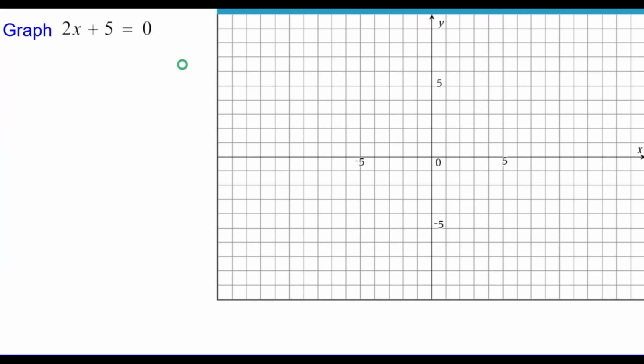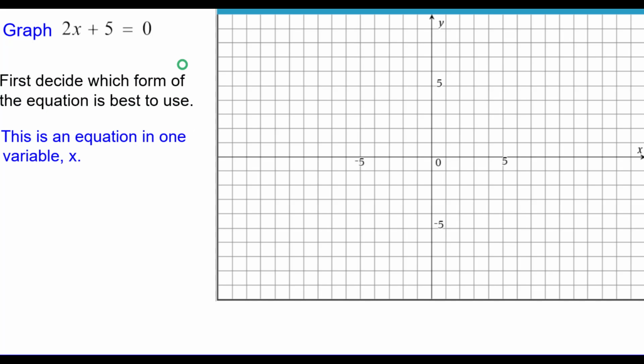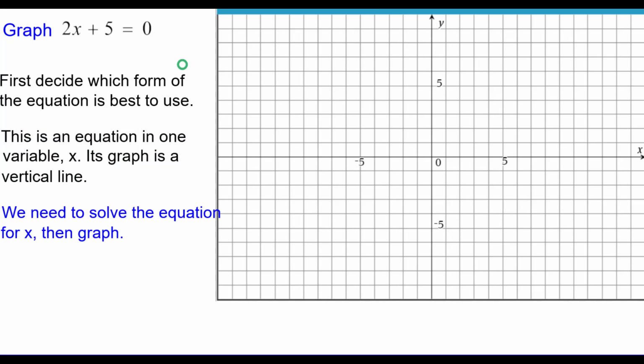Next, graph 2x plus 5 equals 0. First, decide which form of the equation is best to use. Pause to do so. Resume when you're ready. This is an equation in just 1 variable, x. Its graph is a vertical line. So we need to solve the equation for x and then graph it. Pause as needed. Resume when you're ready.